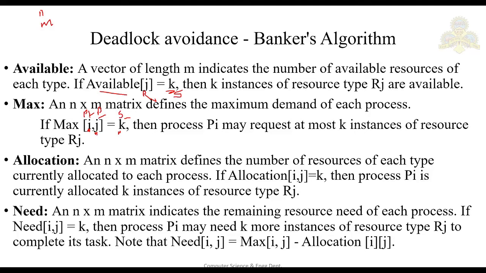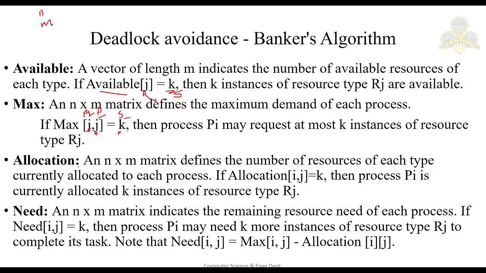In our case, what will happen? So we say that process p1 might request 5 instances of this printer. Getting it? The third one is allocation. It is an n cross m matrix that defines the number of resources of each type currently allocated to each process. So allocation is nothing but how many resources are currently allocated to a process. It gives you the allocation.